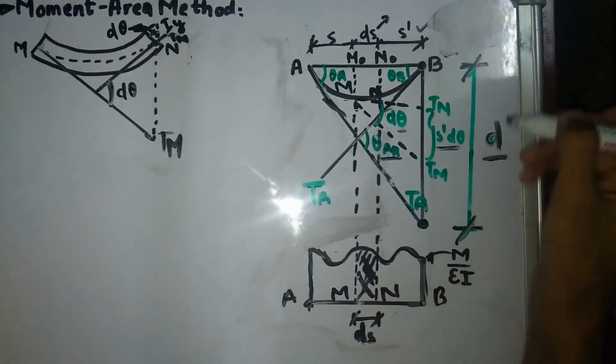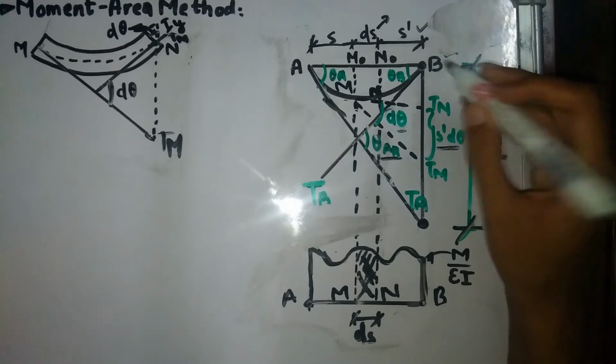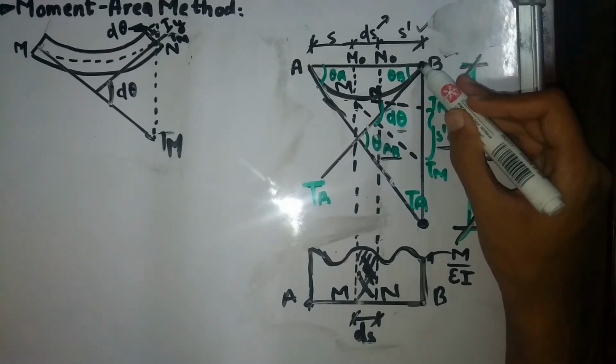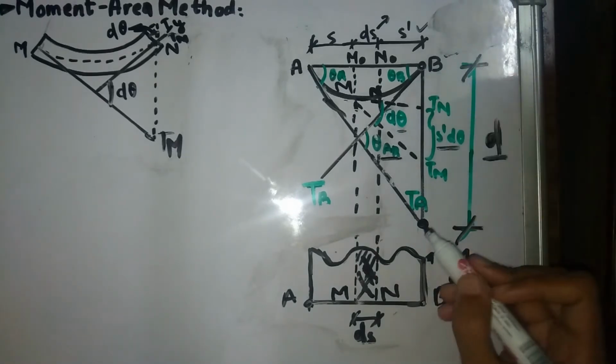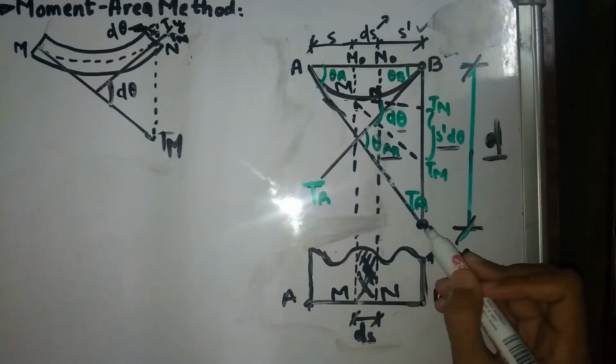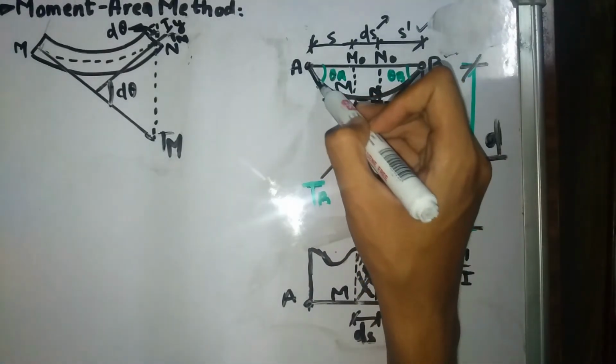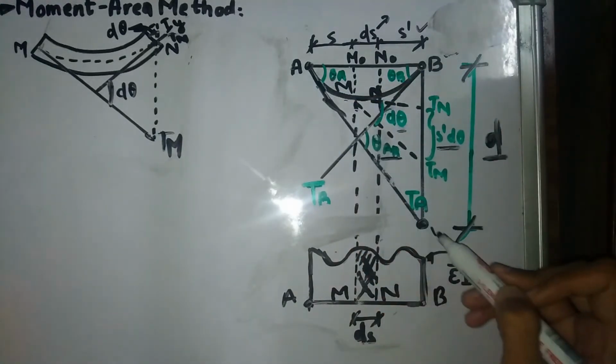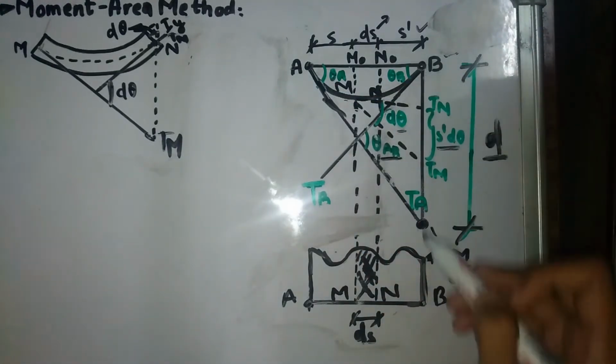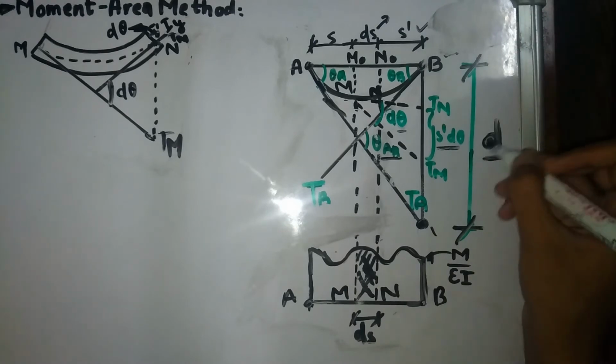Let me explain again. D is simply the deflection of point B from the elastic curve up to this point, and this point is on the tangent from A, which starts from A, and this tangent is to this elastic curve. It ends over here. It's our perpendicular distance.